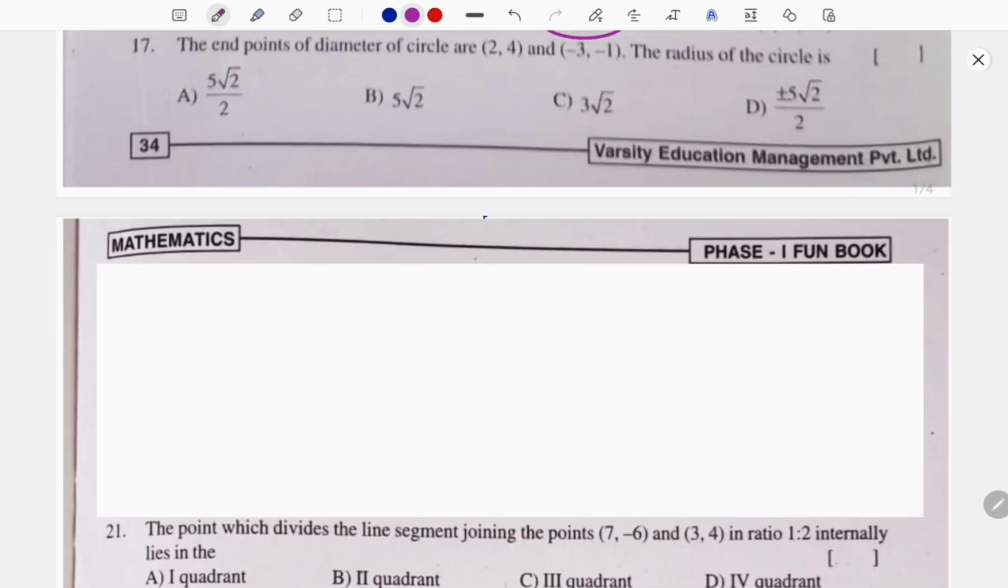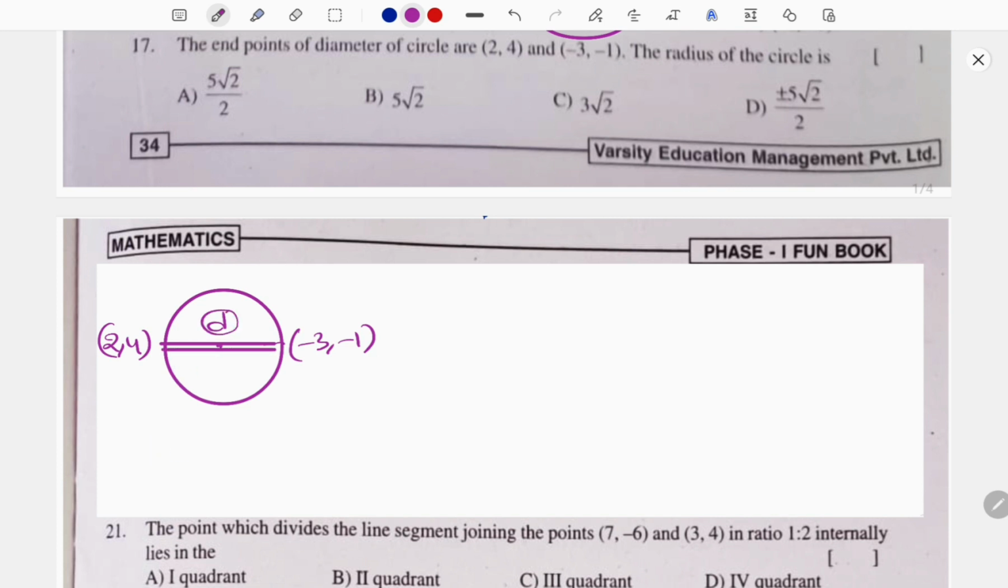C. Now see the 17th question. The end points of the diameter of a circle. You know that this is the circle. Suppose this is the center of the circle. Now this is the diameter. The end points of the diameter are given as 2 comma 4 and minus 3 comma minus 1. Now what is the radius of the circle? First you can find the diameter. So diameter means the distance between these 2 points.